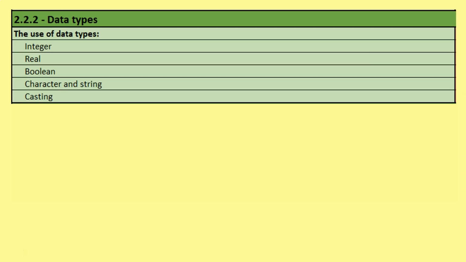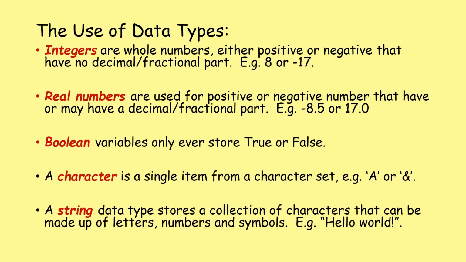Moving on, let's look at data types and casting. Integers are whole numbers, either positive or negative, that have no decimal or fractional part. So for example, 8 or minus 17. Real numbers are used for positive or negative numbers that have or may have a decimal or a fractional part. So minus 8.5 is a real number. 17.0 is a real number, it still has a fractional part.